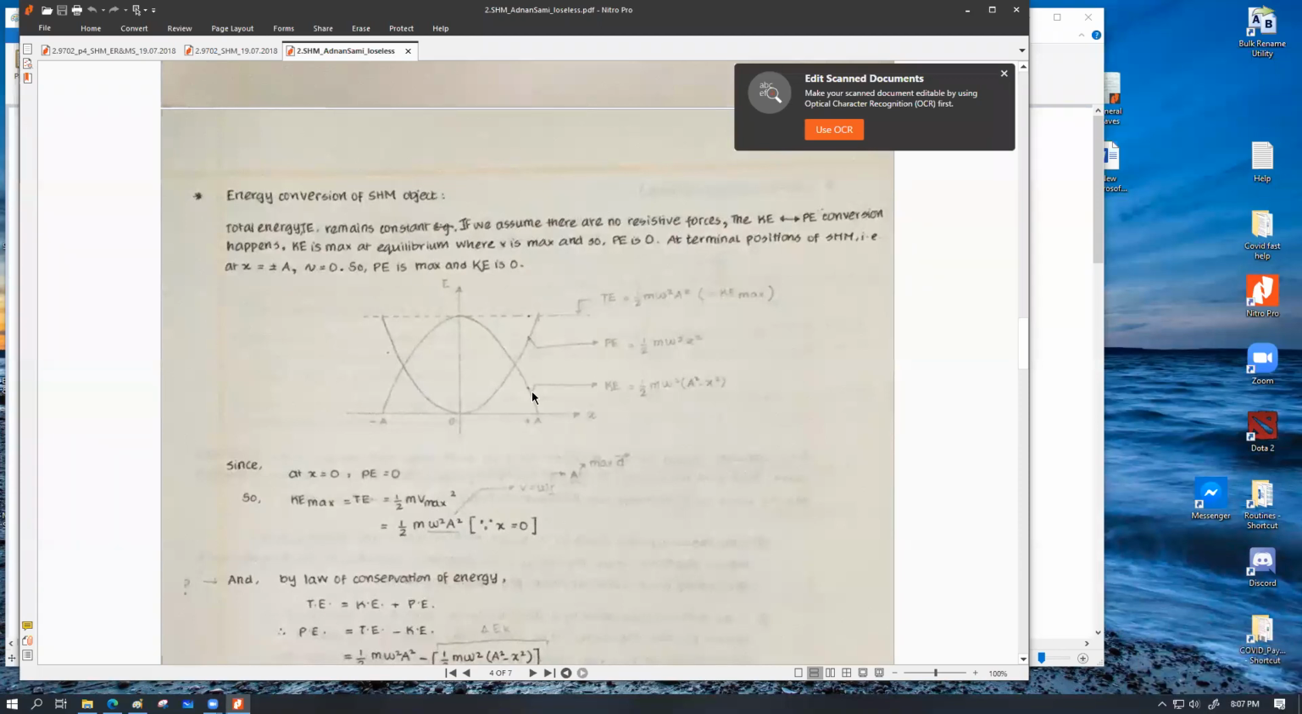Does this idea make sense? At this level of displacement, P equals half of T, or K equals also half of T. Do you understand this part? Check this out. Yes, sir.